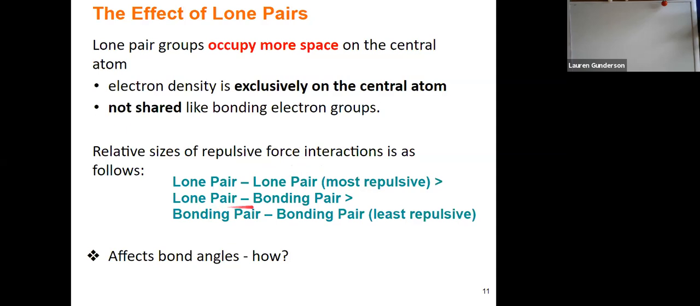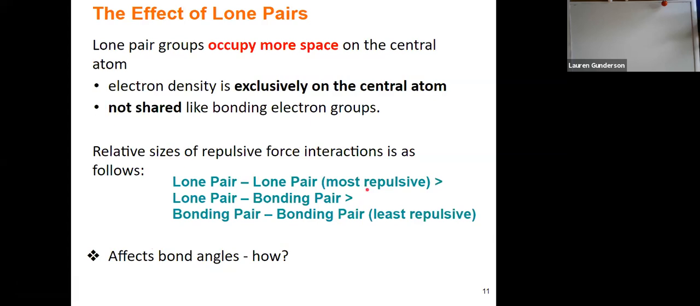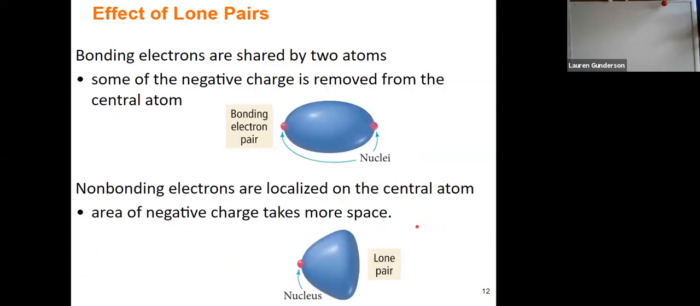Now, if you have a lone pair next to a bonding pair, that will still be very repulsive, but it's not going to be as repulsive as two lone pairs. And then the least repulsive interaction out of the group of them are two bonding pairs near one another, right? And we have to think about how this affects the bond angles. So the more repulsion, the more distancing you're going to have from one another. So it's going to bend your bond angles more than if there was less repulsion. Okay? So you're going to start seeing a skewing of the bond angles.